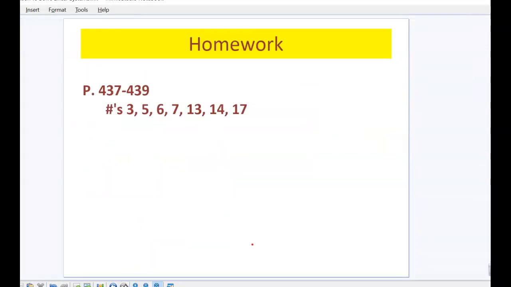Okay, there's a couple of questions for you to try on the elimination method. Again, another strategy, different than the substitution, but again, you end up getting the same answer no matter what method you choose.